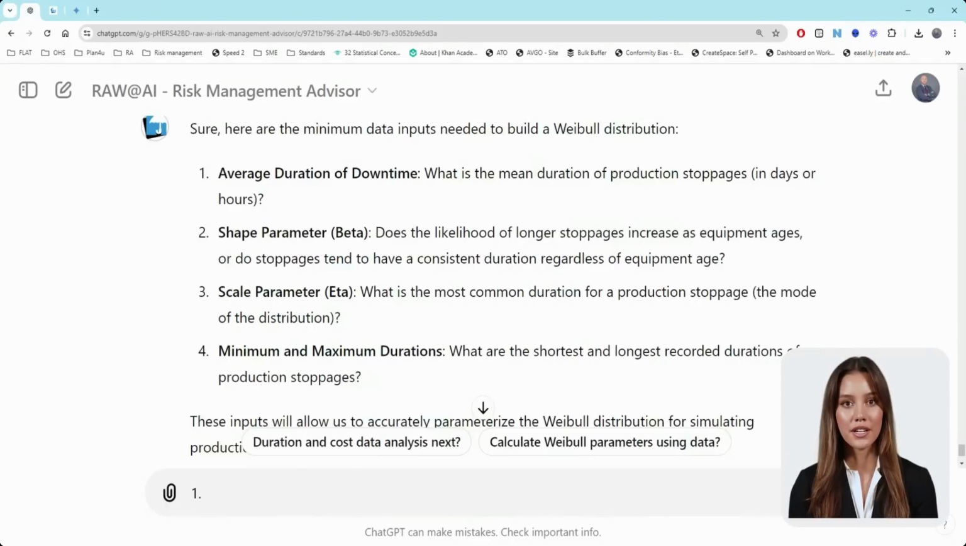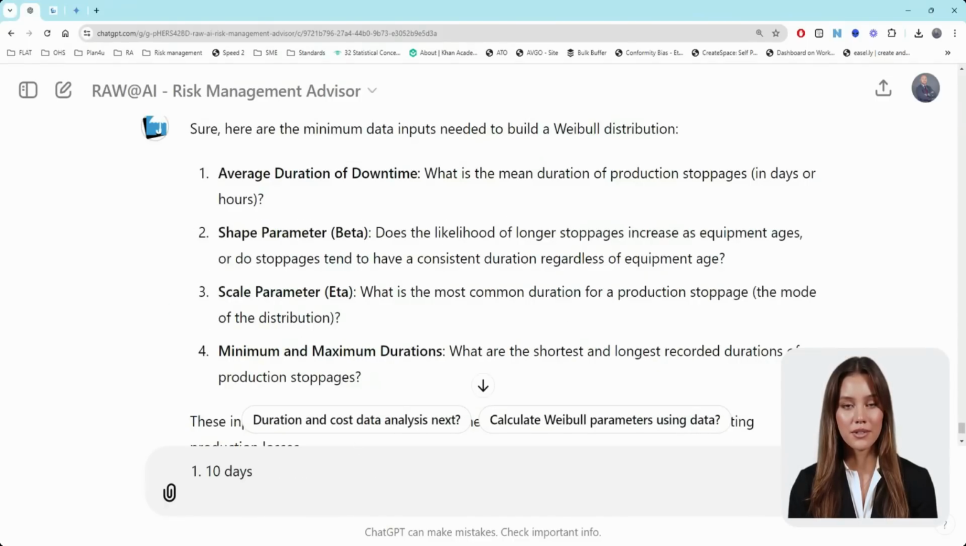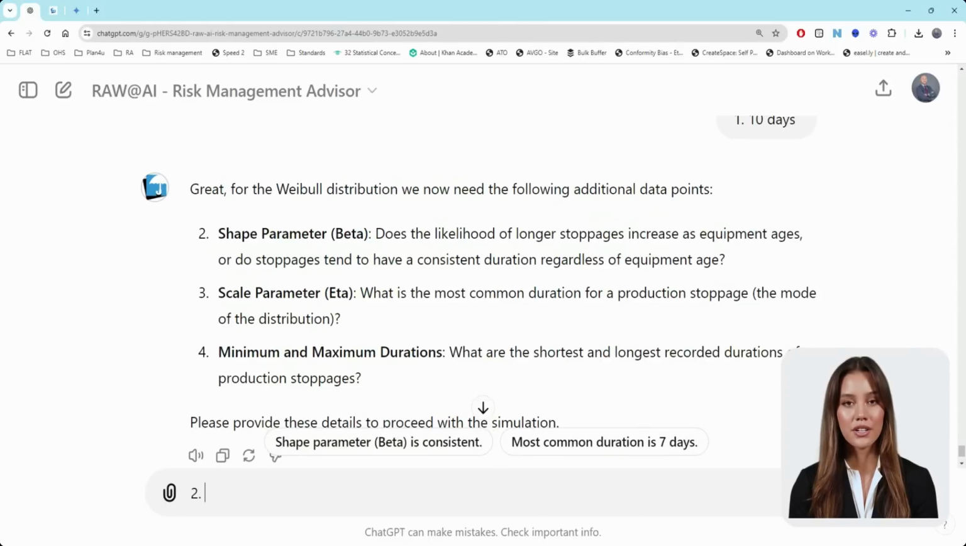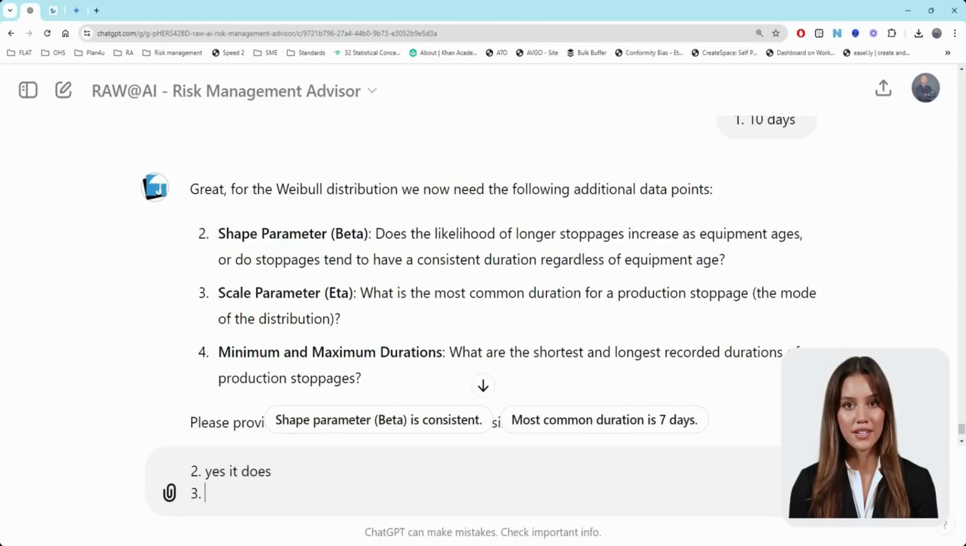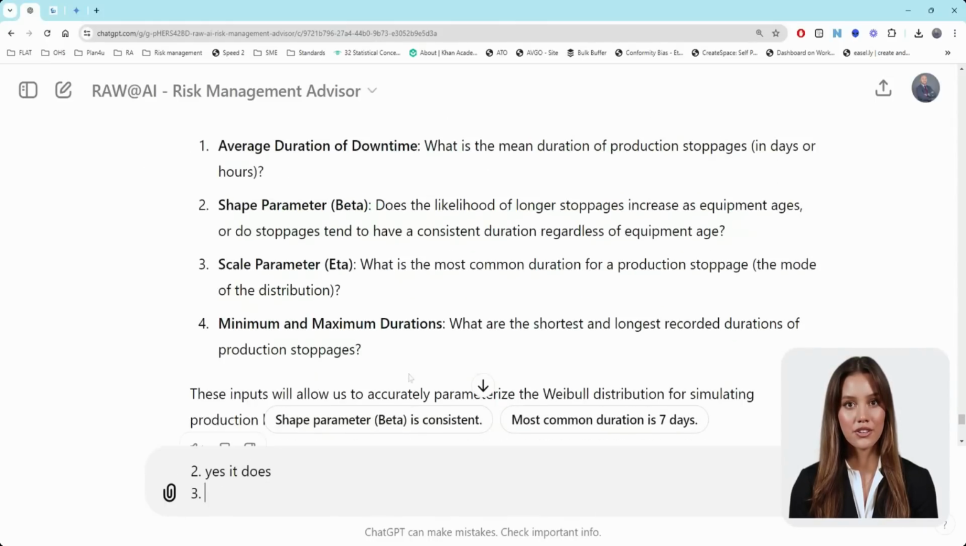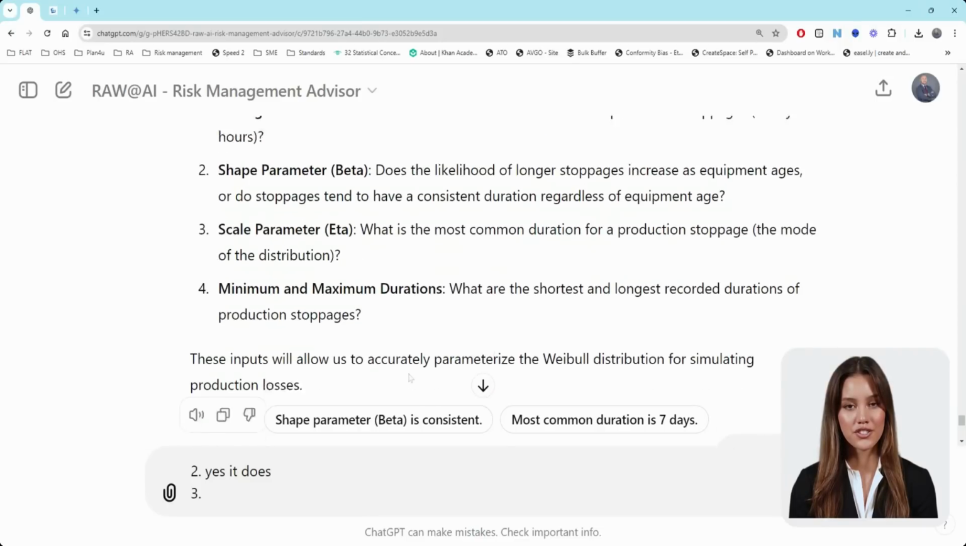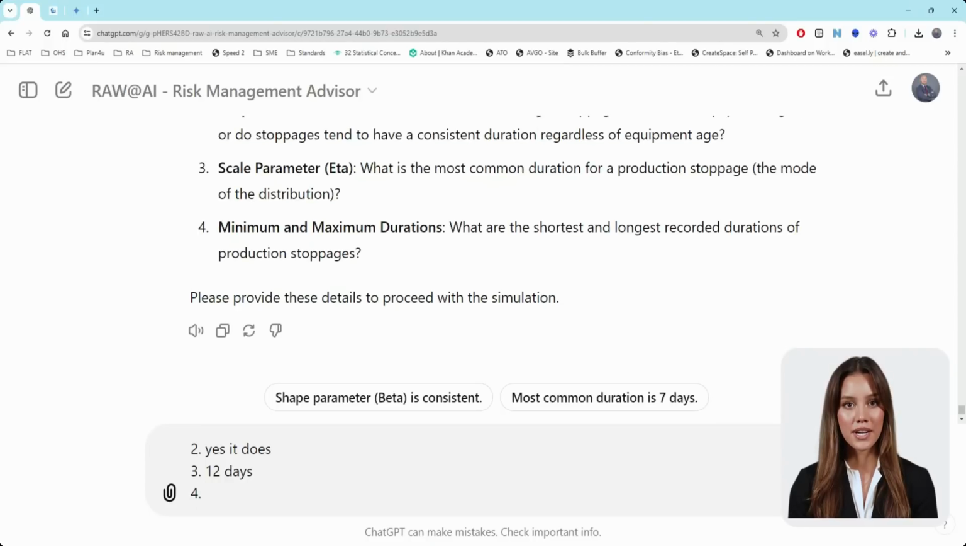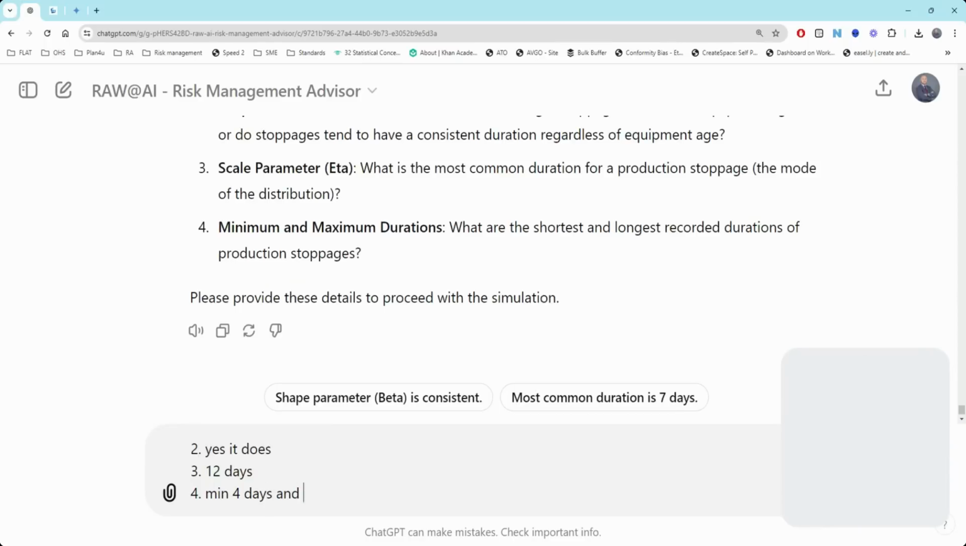The first input, duration of downtime, let's say 10 days. Great. Second, does the likelihood of longer stoppages increase? Yes, it does. Third, what is the most common duration? Average is 10 days, most common is 12 days, with a minimum of 4 days and a maximum of 20 days.